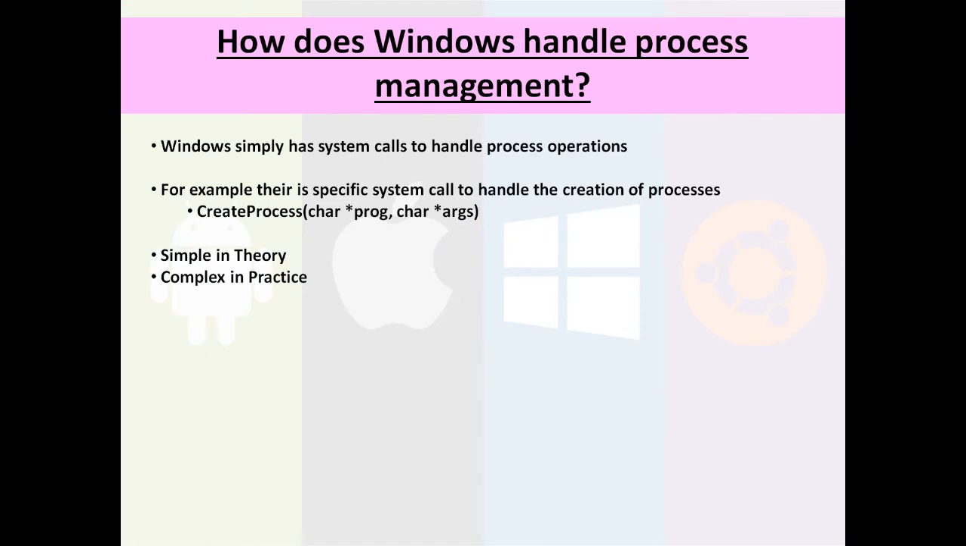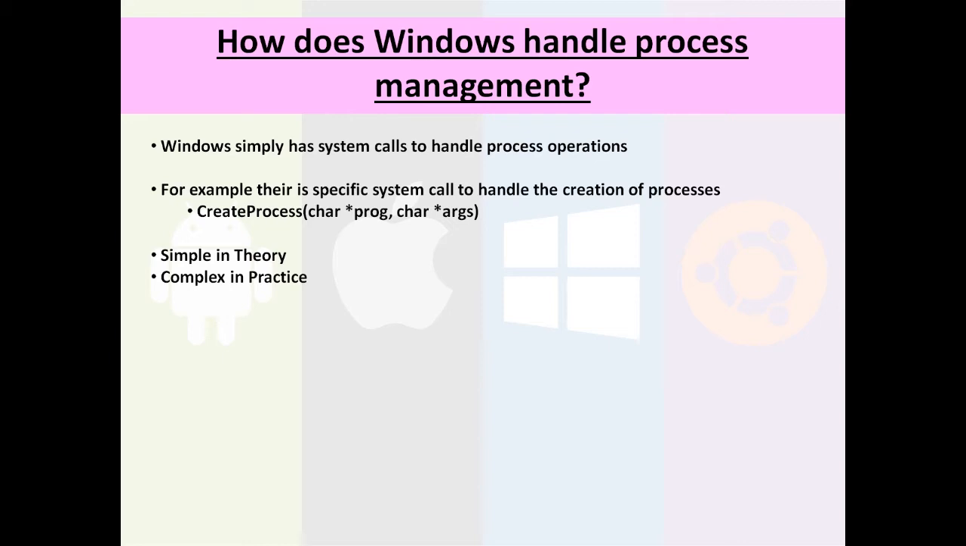Now, we've talked about this a little bit already last week, but how does Windows handle process management? Well, Windows simply has system calls to handle process operations. For example, like we spoke about last week, there's a specific system call to handle the creation of processes, which was CreateProcess. In Windows specifically, the idea is that their process management system calls are simple in theory and simple to understand, but complex in practice.